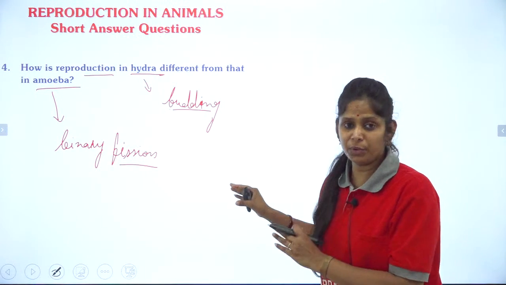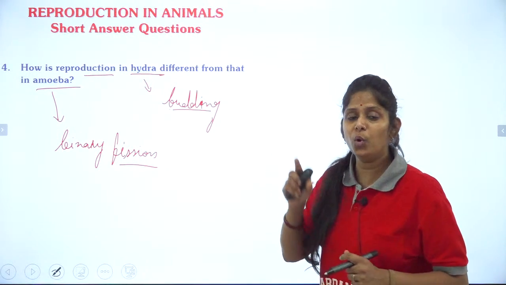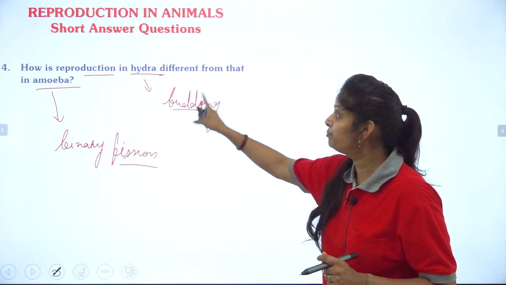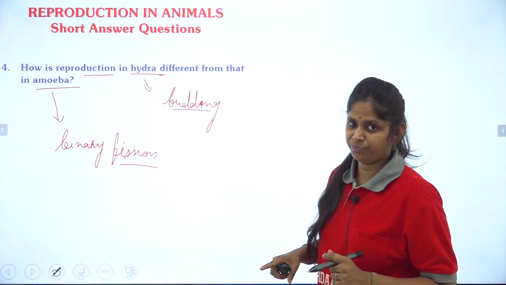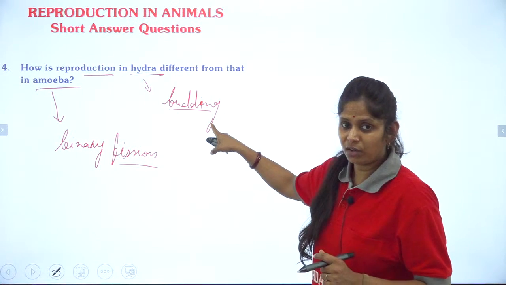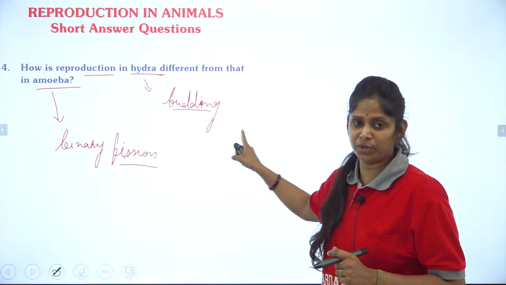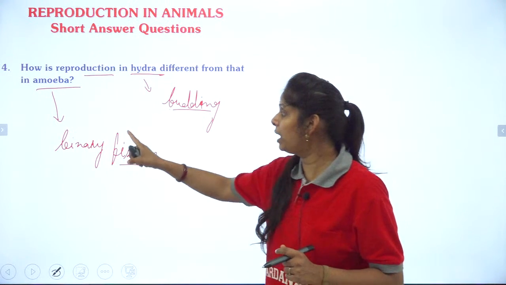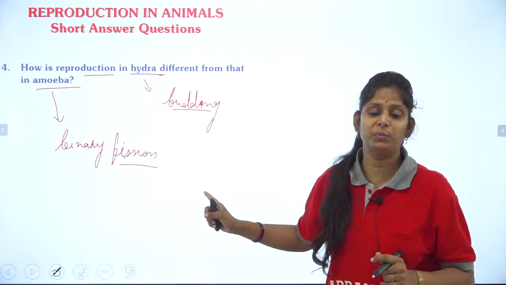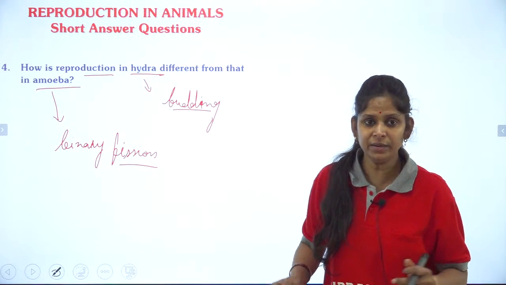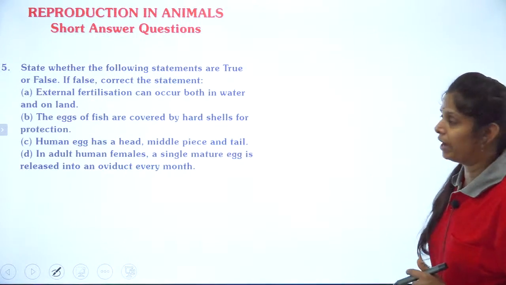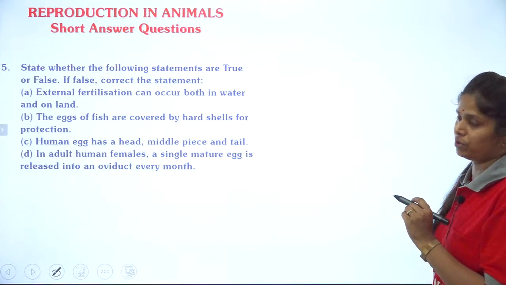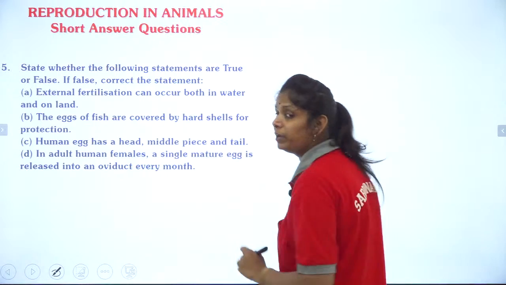They reproduce sexually, but the mode of asexual reproduction is different in both living organisms. Here the budding mode of asexual reproduction is carried out in Hydra, and the binary fission mode of asexual reproduction is carried out in amoeba. Clear? Then after, question number 5: state whether the following statements are true or false. If false, then correct the statement also.